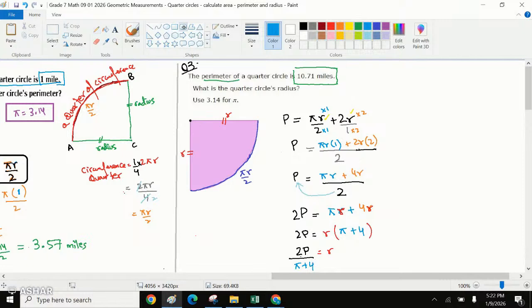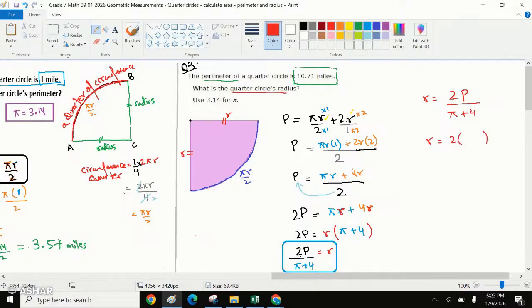So whenever perimeter is given to us and we need to find the radius, we can directly use this formula, right? Because we don't have to do the simplification every single time. Okay. So if we use this formula that radius is equal to twice the perimeter divided by pi plus 4, that means this is only applicable to which shape? For a quarter circle, right?